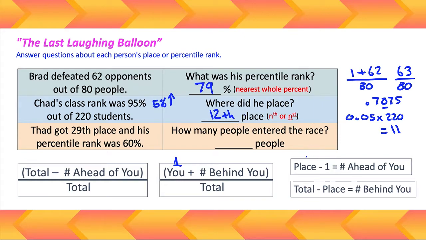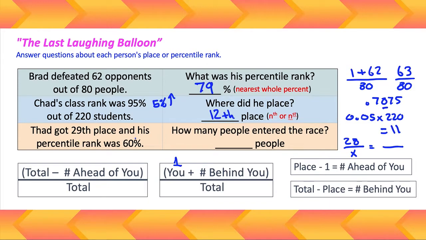Okay? So again, I'm going to try to use the whole idea of the number ahead. So if you got 29th place, place minus 1 equals ahead of you. So with Thad, 28 people did better than him. So I'm trying to find the total. If I do part over total, so remember proportions from a billion years ago. If we do part over total, because that's what we're trying to find, how many people entered the race, we're trying to find the total. So 28 people were better than Thad out of how many?